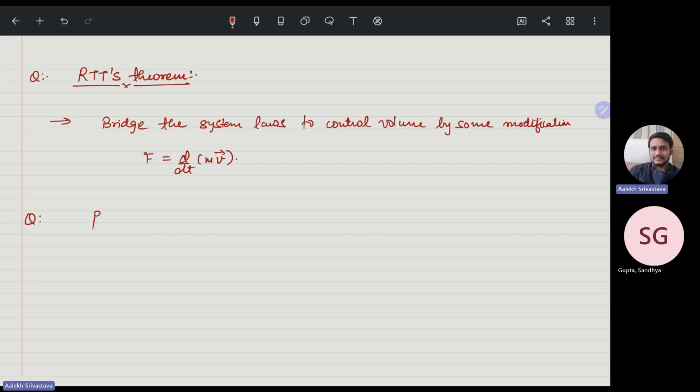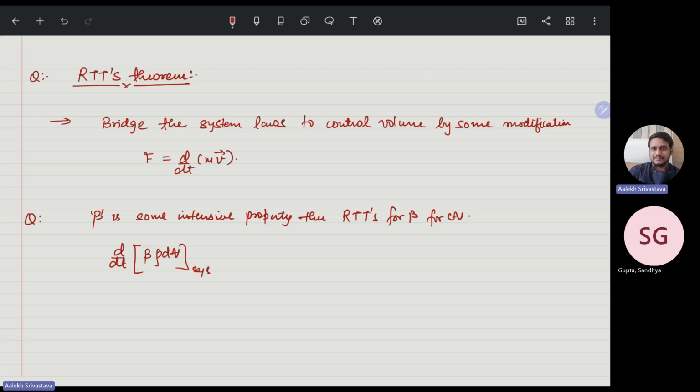Now the second part: if beta is some intensive property, then write the RTT for beta for a control volume. d by dt of the integral of beta rho dv, this is your system approach, is equal to del by del t of the integral of beta rho dv for the control volume plus the integral over the control surface of rho beta v dot n cap dA.